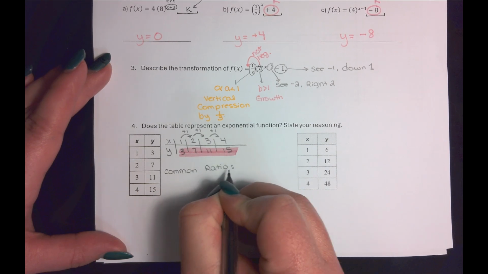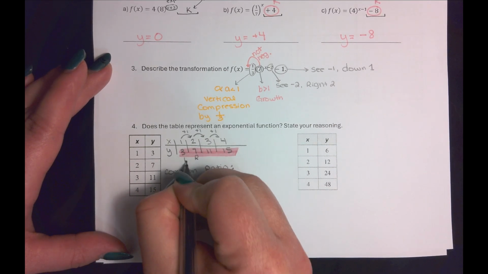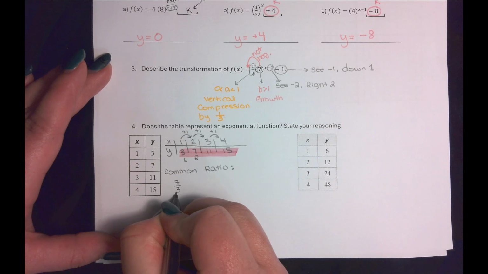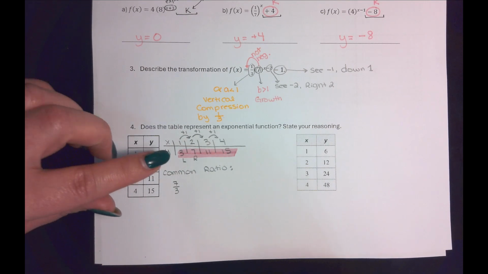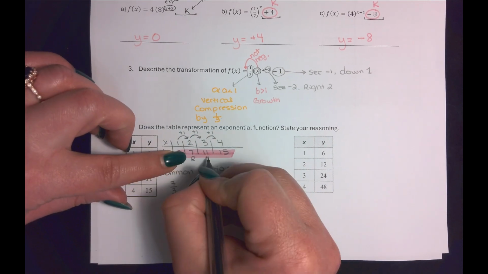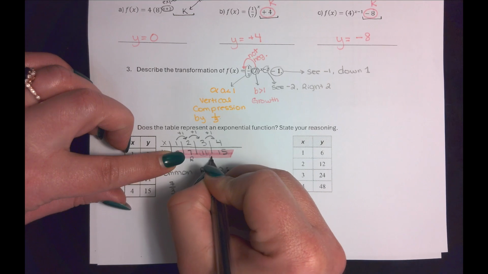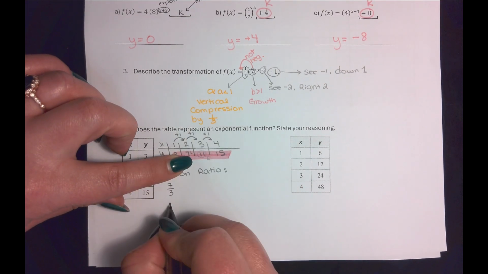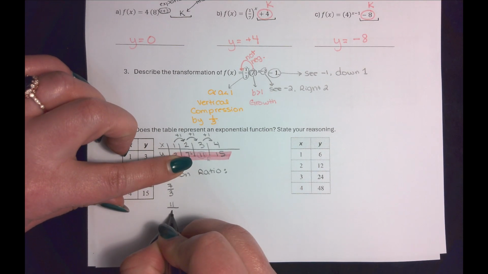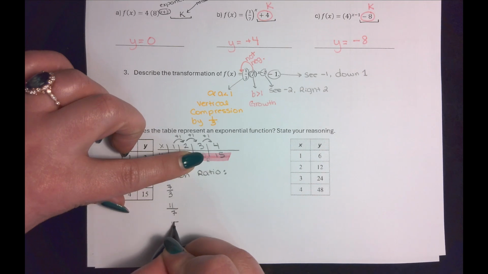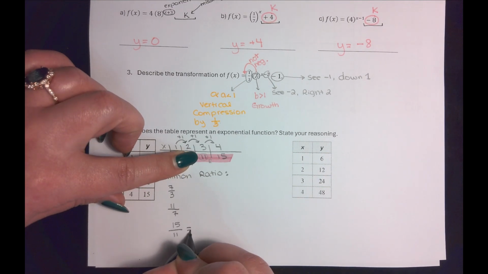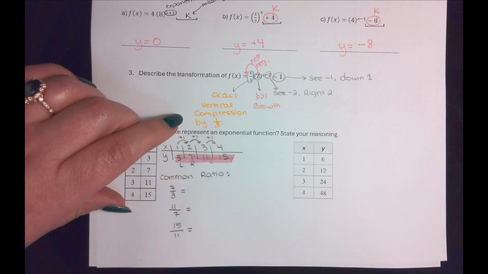Common ratios are when you take your right number and divide it by your left number. Notice that we have multiple numbers, so I'm going to cover this 3. My 11 is now my right, and my 7 is now my left. So we got 11 over 7, and then lastly we got 15 over 11. Always you want to do the right divided by your left.